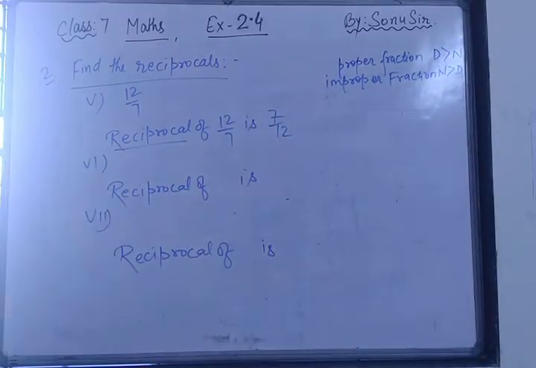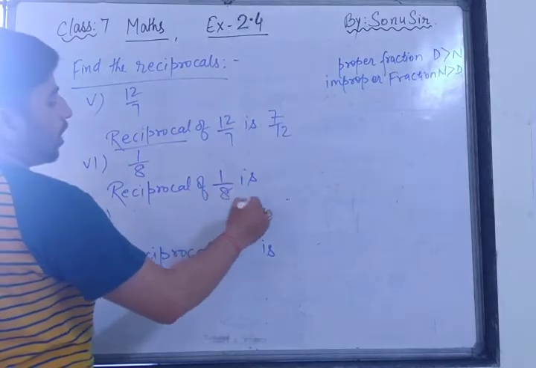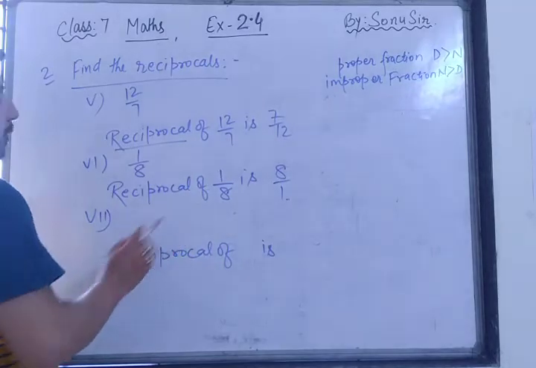Now come towards the question number 6, 1 by 8. Question number 6 is 1 by 8. So what is the reciprocal of 1 by 8? The reciprocal of 1 by 8 is 8 by 1. Means this is improper, this is proper fraction.